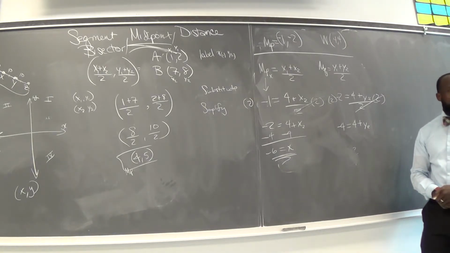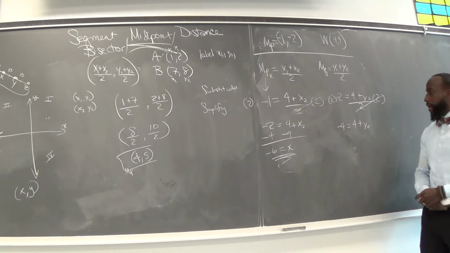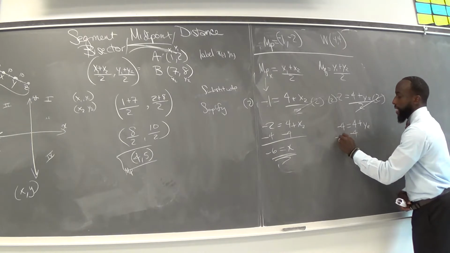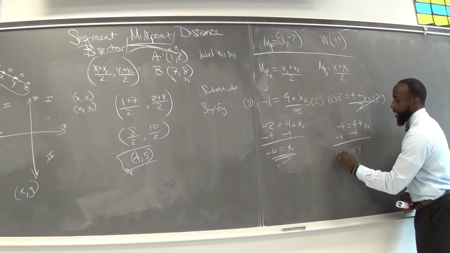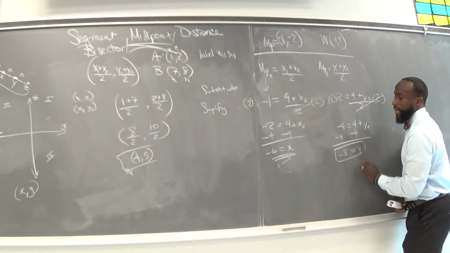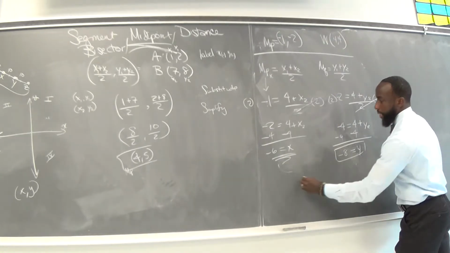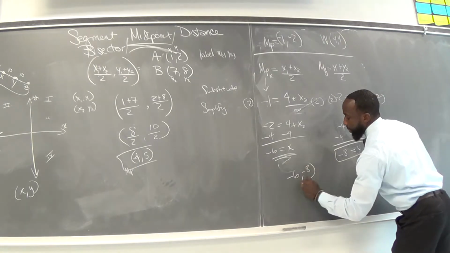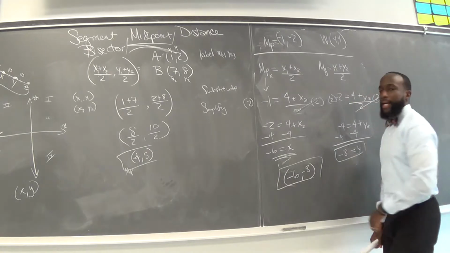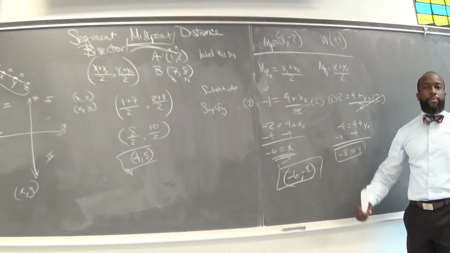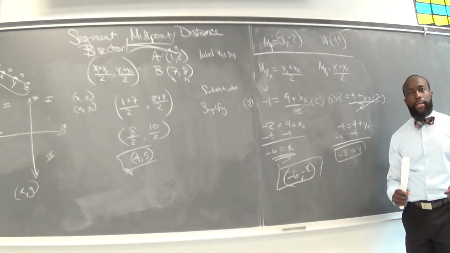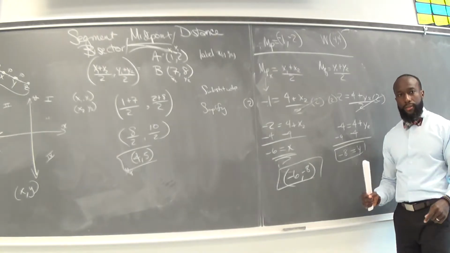You okay? Let me know you're okay. Alright. Subtract 4 from both sides, so then y equals -8. So now your endpoint is going to be -6, -8. It seemed like a long time because I was working it out and waiting. Alright, yes sir.